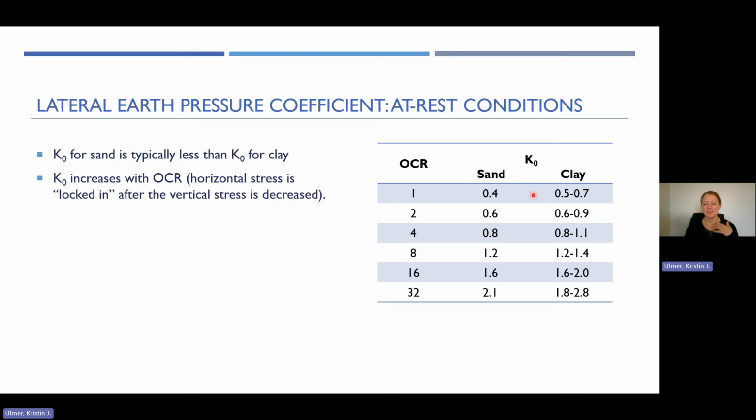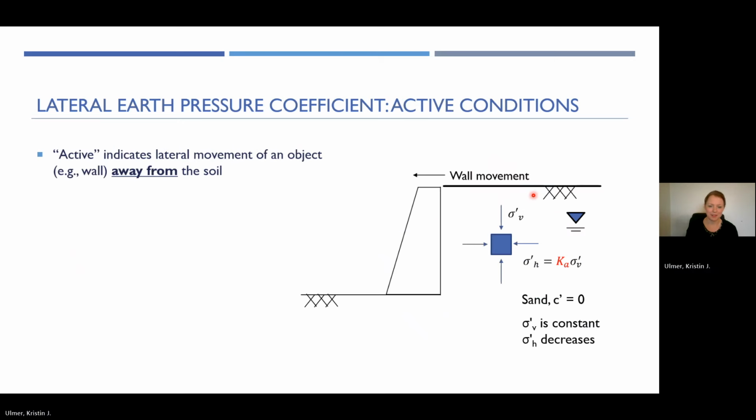So now you understand K naught at rest. What about when the soil is not at rest? Let's talk first about active conditions. In this case, active indicates lateral movement of an object like a wall away from the soil. So here we have the ground surface with a nice retaining wall drawn here, and then the ground surface continues up here, back behind the wall. And the wall here is going to move away from the soil that we're showing right here.